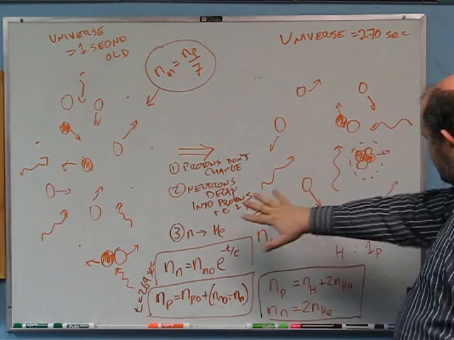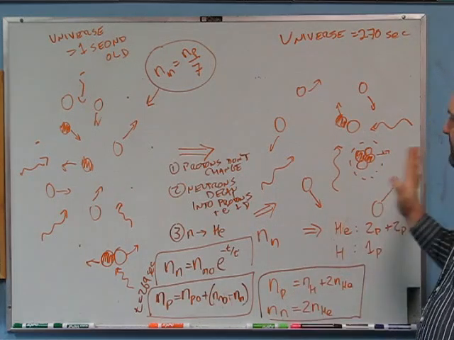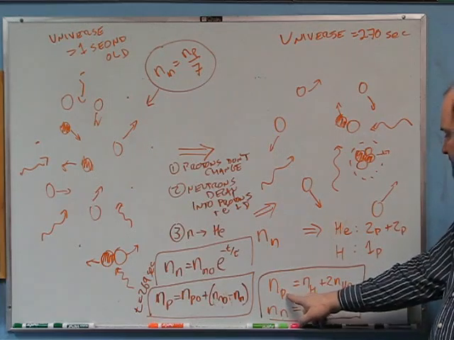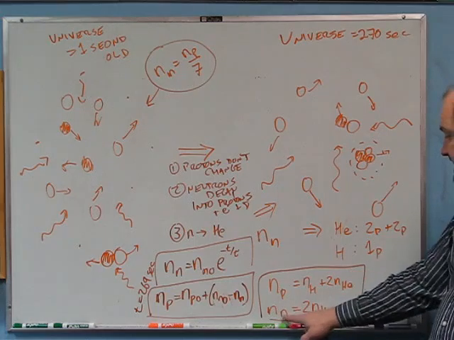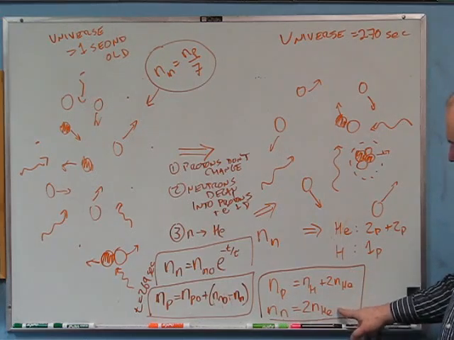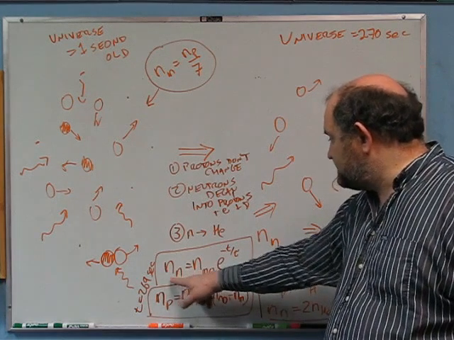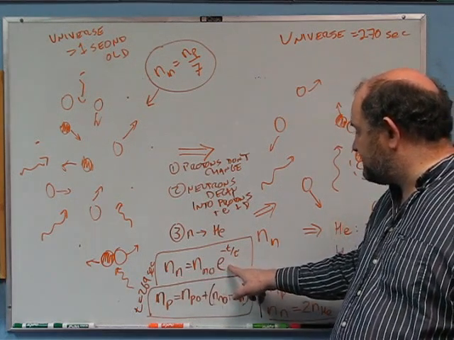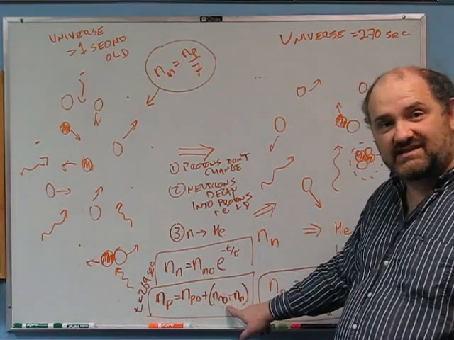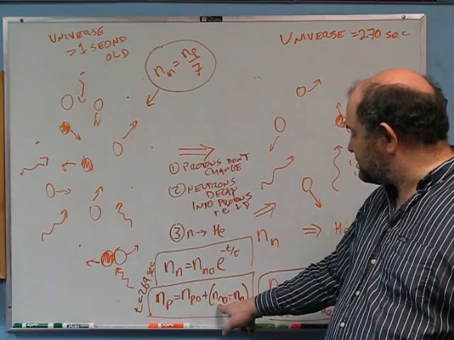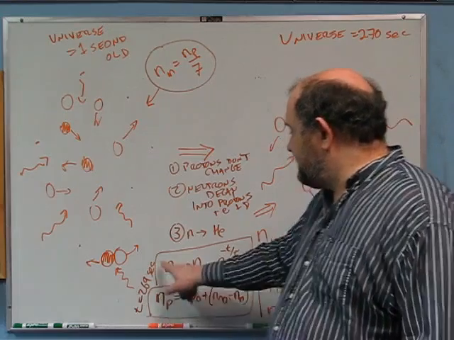Given these numbers, that's the picture of what's happening. How do we turn this picture into math? The number of protons later is the number of hydrogens plus twice the number of heliums, because each helium has 2 protons, and the number of neutrons is twice the number of heliums. That's how you relate these things. How do we relate these to other things we know? The number of neutrons is however many we started with, times e to the minus t over tau. The number of protons is however many we started with, plus however many neutrons decayed, which is the number we started with minus the number we have left. The difference is how many decayed in that time.